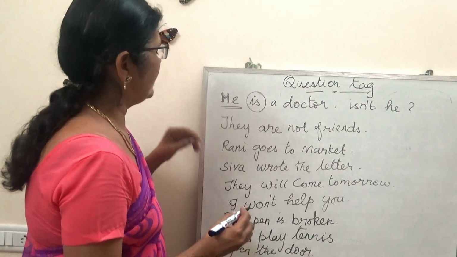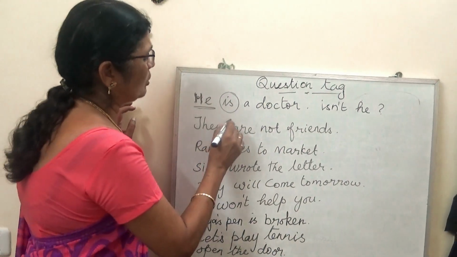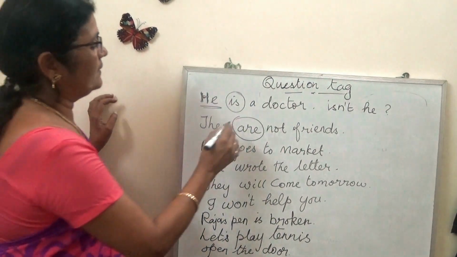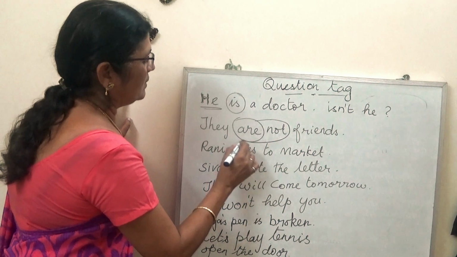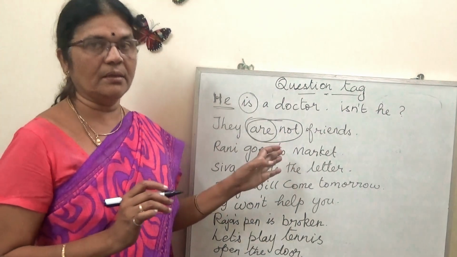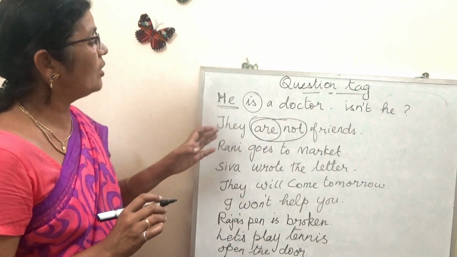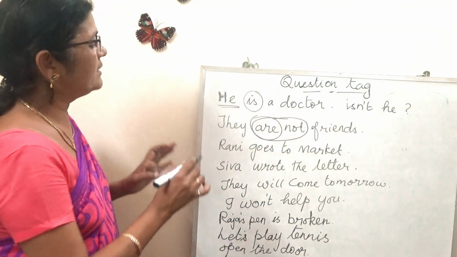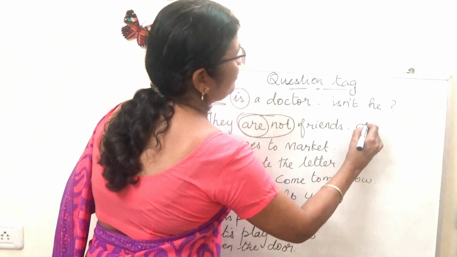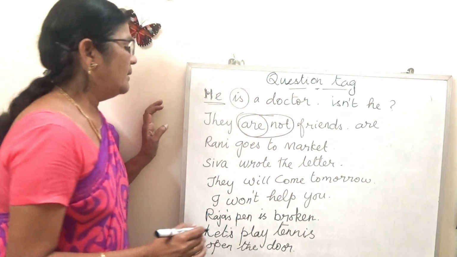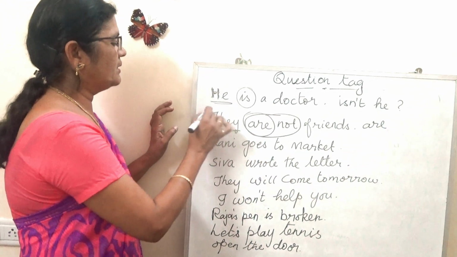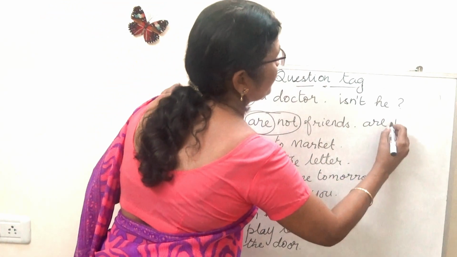Now see the next sentence. Identify the auxiliary verb. The auxiliary verb is are. This sentence is negative since there is a negative word, not, added here: they are not friends. Since this sentence is negative, the tag should be positive, so we write only are. And then we add the subject pronoun given in the sentence, that is they.